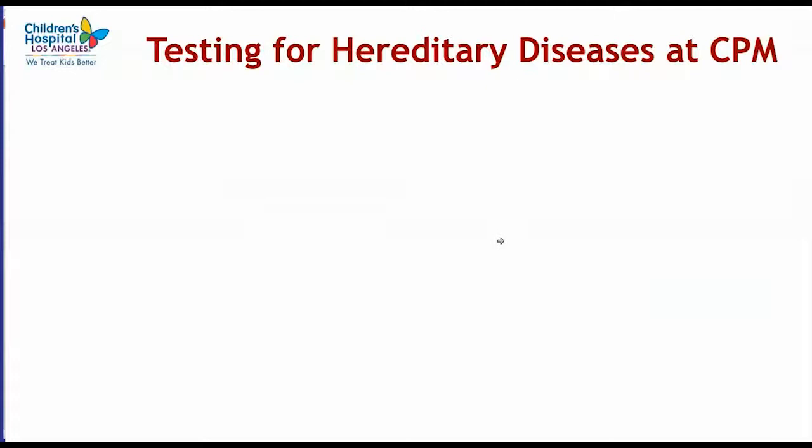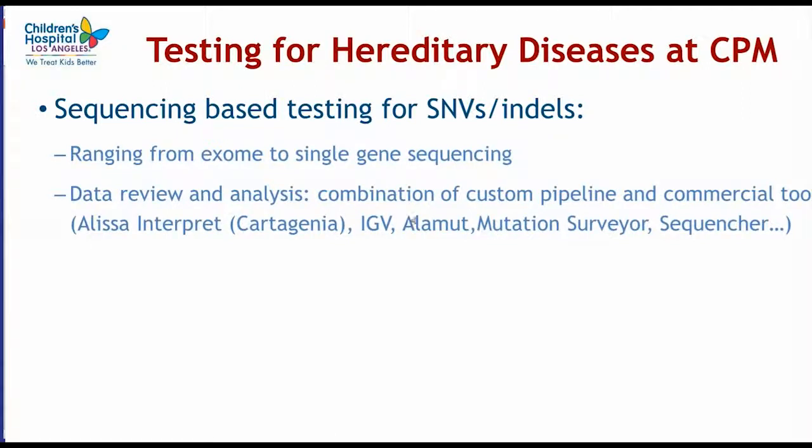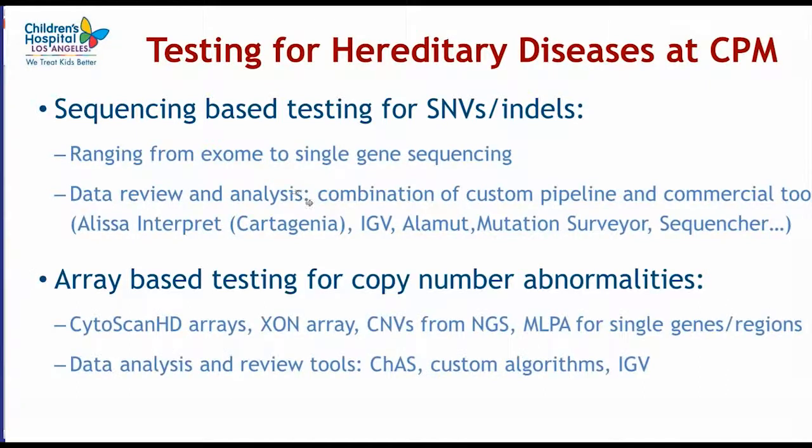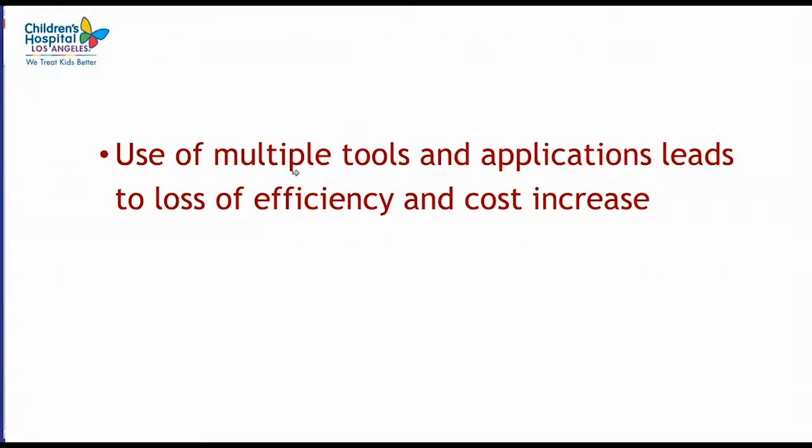So here at Center for Personalized Medicine, we offer genetic testing using both sequencing and tests for copy number abnormalities, but we, for the most part, do this as two separate sets of assays. For sequencing, we perform testing using everything from clinical exome sequencing to single gene sequencing. And for data review and analysis, we use a variety of tools from custom pipelines to different commercial software packages. And then we do copy number testing using, for the most part, array-based platforms, different types of arrays. And again, that comes with its own sets of tools for data analysis and data review. So by using these different tools and doing this testing separately, we have some loss in efficiency and increase in cost, since it's necessary to purchase licenses for multiple different software tools.